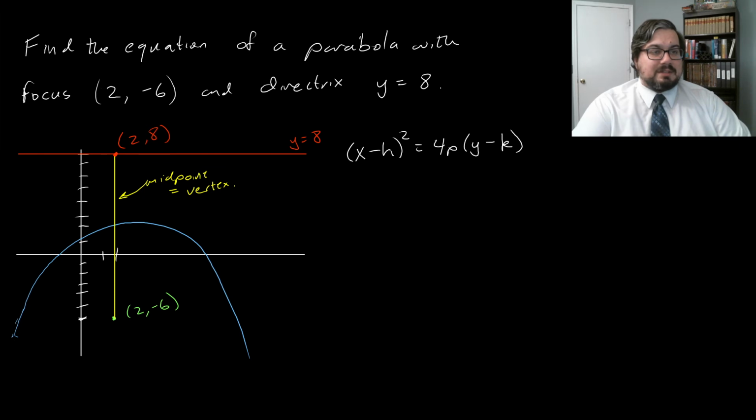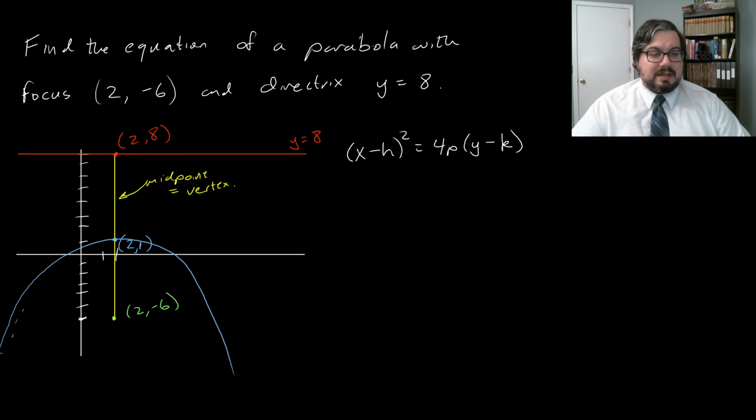Well, it turns out that the way to do that is to take the average of the x-coordinates and the average of the y-coordinates. So the average of 2 and 2 is 2. The average of 8 and negative 6 we get by adding them together, which gives 2, and then dividing by 2, which gives 1. So the vertex of this parabola is actually at 2, 1. So that helps us out. So the vertex is at 2, 1, which is the h and k in our formula.